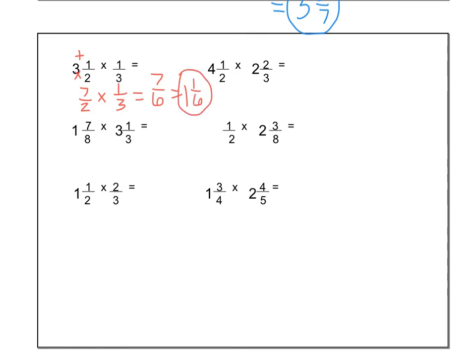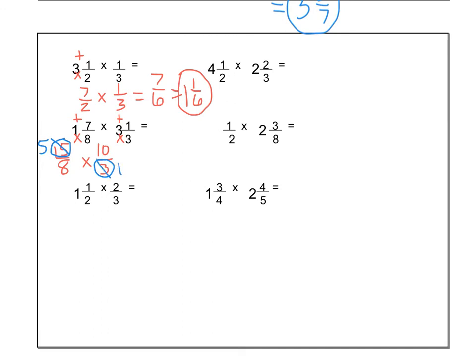Okay. If we look at 1 7/8 times 3 1/3, this time we have to change both of the mixed numbers to improper fractions. So 8 times 1 is 8, plus 7 is 15, so we have 15/8 times. 3 times 3 is 9, plus 1 is 10, so we're going to multiply it by 10/3. Now this time, if I look across from one another, 15 and 3 can both be reduced by 3. 3 goes into 15 5 times, and it goes into 3 one time.